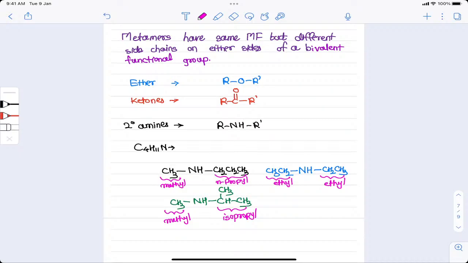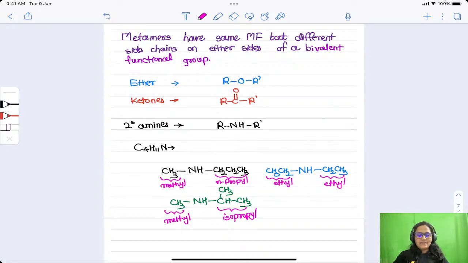So these are nothing but the metamers, metamerism shown by secondary amines. Yes, they have the same molecular formula, different side chains on either side of a bivalent functional group. There are different bivalent functional groups: ether, ketones and secondary amines. Secondary amines, the example we have seen is C4H11N. So NH will be constant in all of them. Just on either side of NH, different chains will be there. Sometimes methyl, sometimes propyl, sometimes ethyl, sometimes isopropyl, right? And therefore these three have different side chains. Therefore they are metamers of each other.